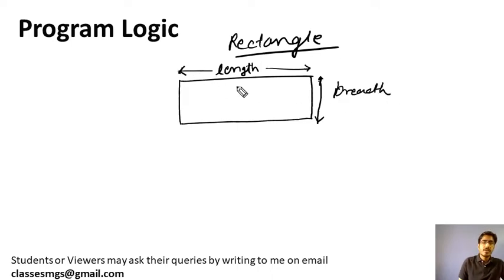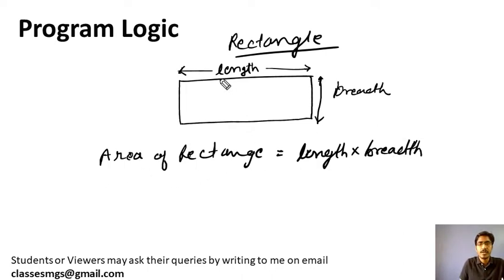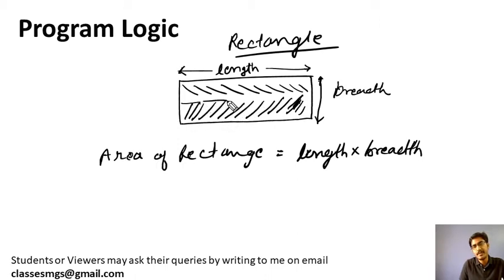So how do we calculate the area of a rectangle? You should know this formula. The area of a rectangle is calculated using this formula: length into breadth. So what is the area? This is the area of the rectangle. Mathematically, this shaded region is known as the area of any rectangle.